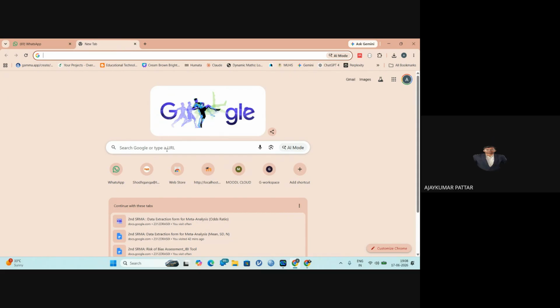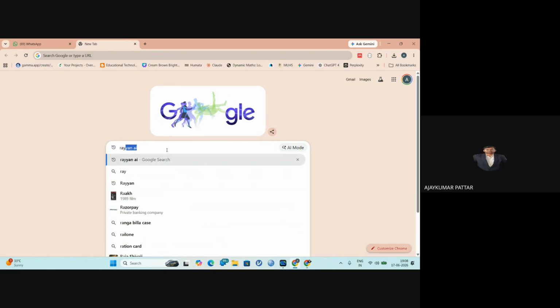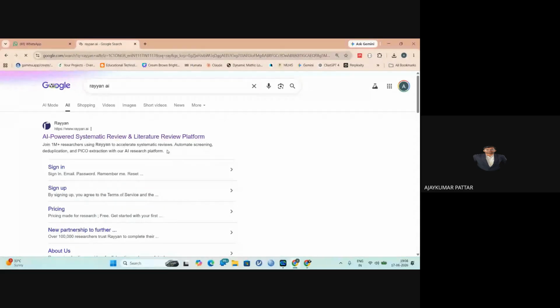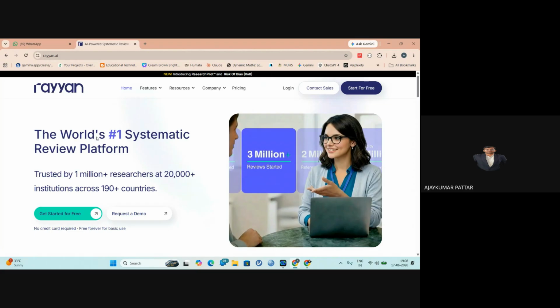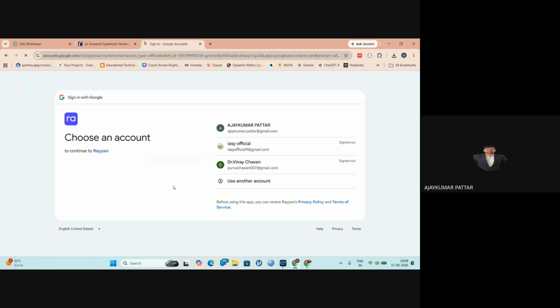Yes, ma'am. In the previous session, we discussed the Rayyan software, and we finished the title and abstract screening. First, we removed duplication. Then we saw the process of how to exclude and include articles by title and abstract screening. Today, we will go for the full paper screening, the full text screening.